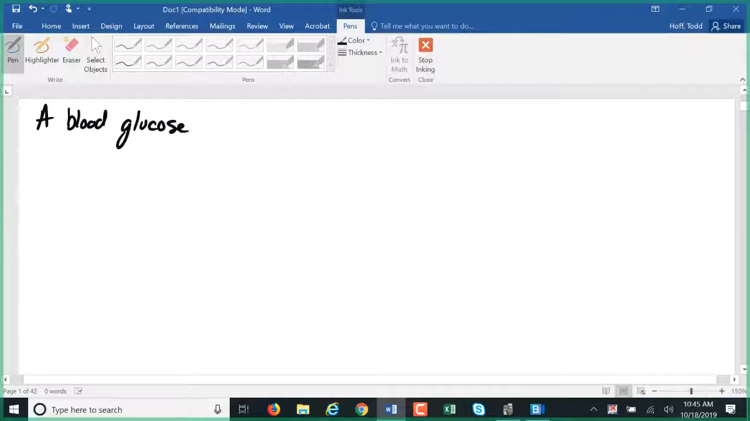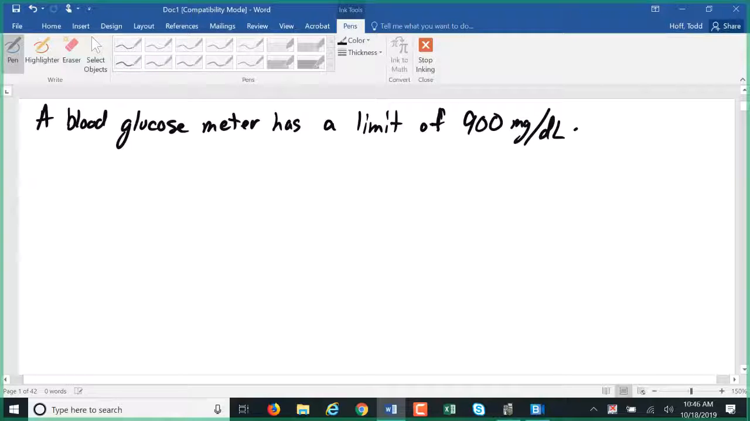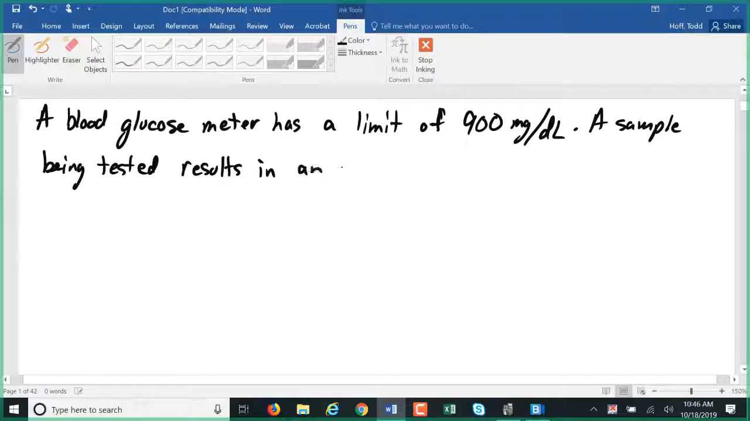We did problems similar to this a couple weeks ago, and we did one or two last week. Let's say a blood glucose meter has a limit of 900 milligrams per deciliter. Anything that registers over that will register an error on the meter. So a sample being tested results in an error.